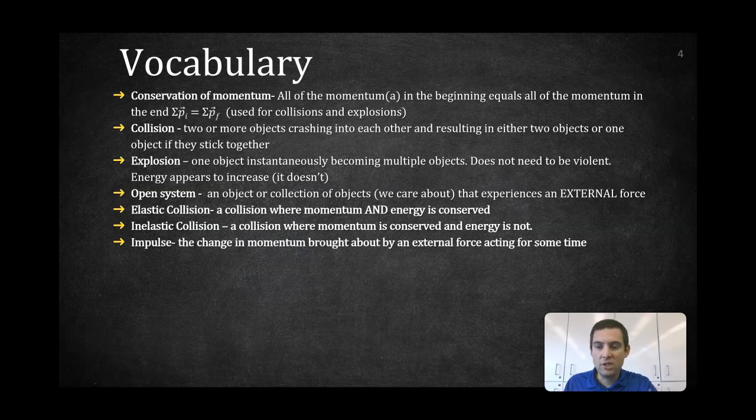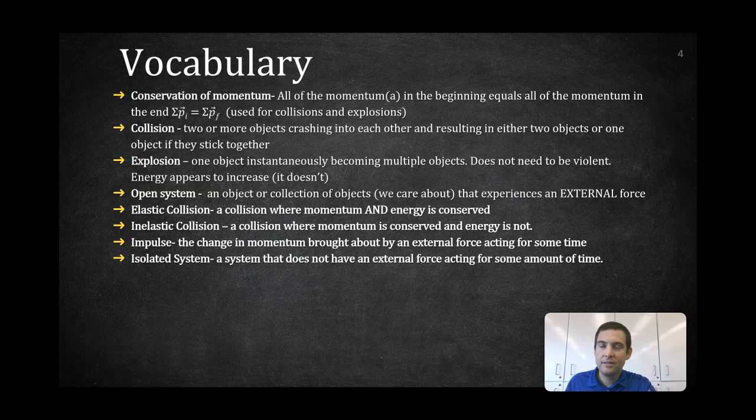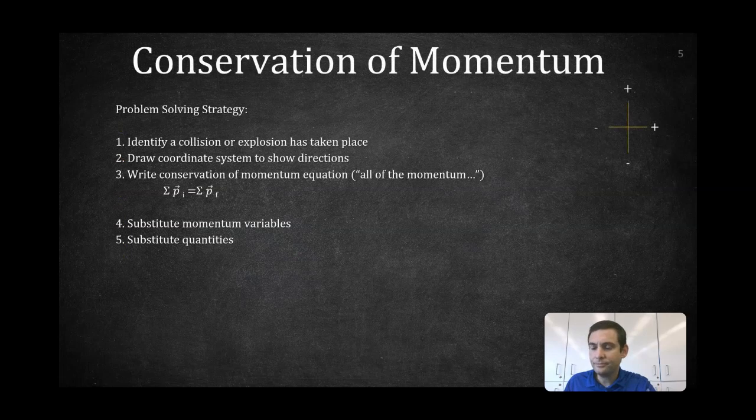Impulse is the change in momentum brought about by an external force acting for some amount of time. An isolated system is a system that does not have an external force acting for some amount of time. This would be two carts crashing into each other. Our system would be composed of the two carts. There is no external force, but there still is something happening with the speeds. So we would call this an isolated system if there is no impulse acting on the system.